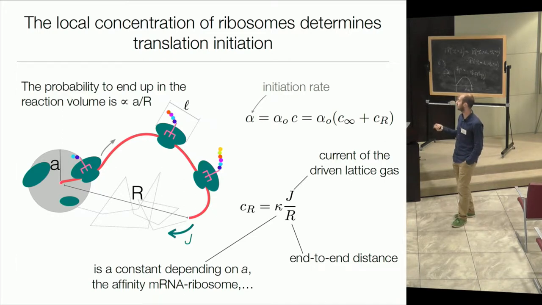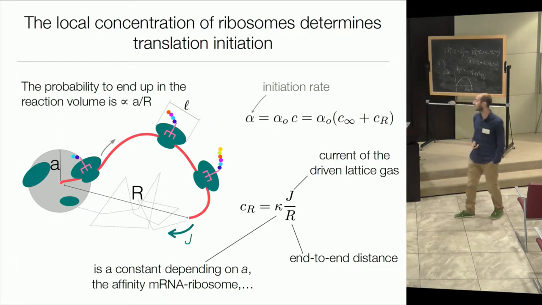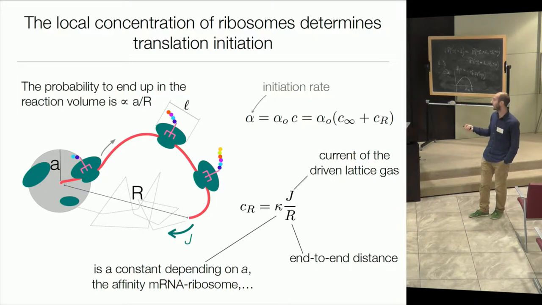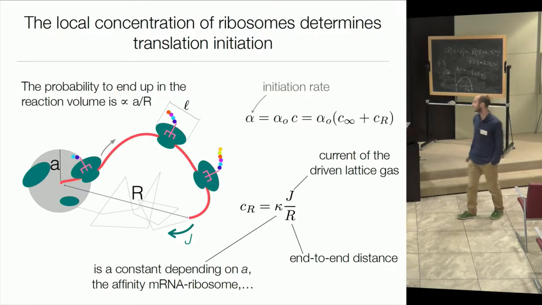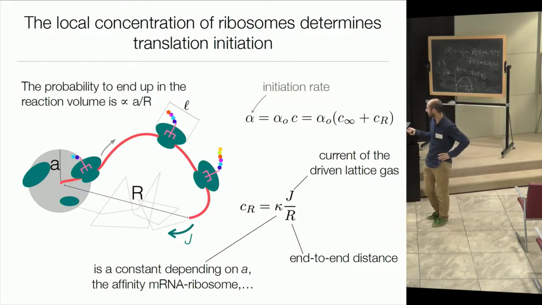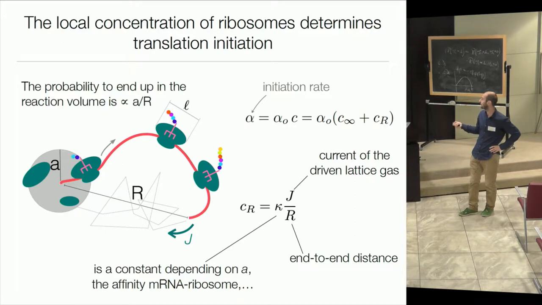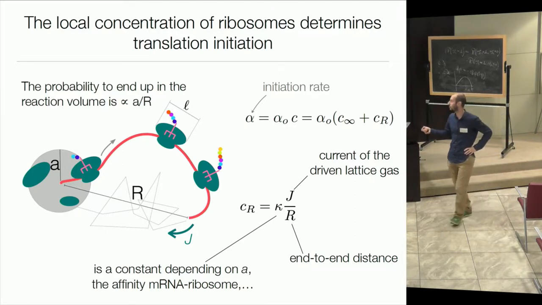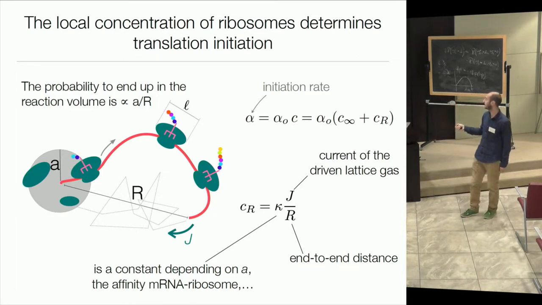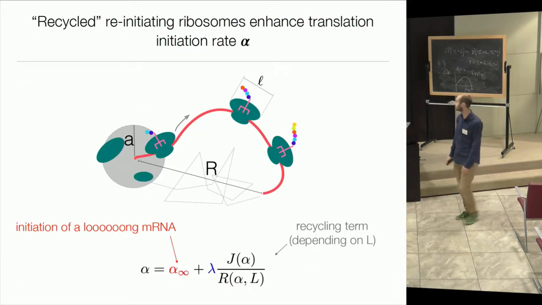You can compute the probability of going back to the reaction volume. And so you can write the concentration, the term given by the recycling of ribosomes. That will be something that is proportional to a constant. This constant depends on properties of the messenger RNA in general, reaction volume A, the current of the driven lattice gas, and the end-to-end distance.